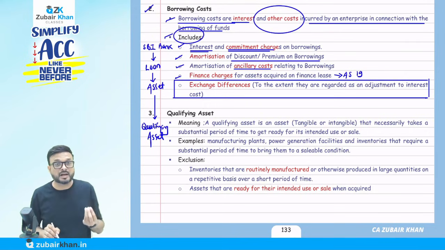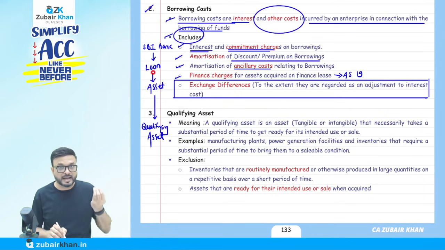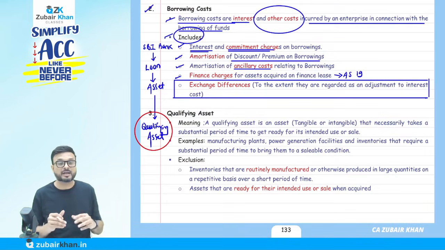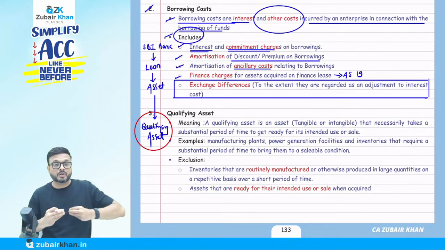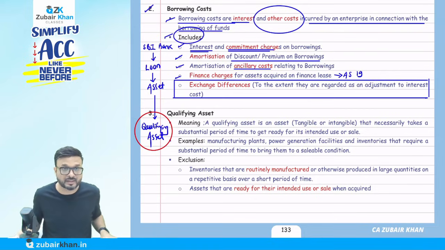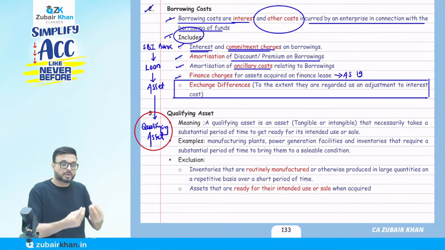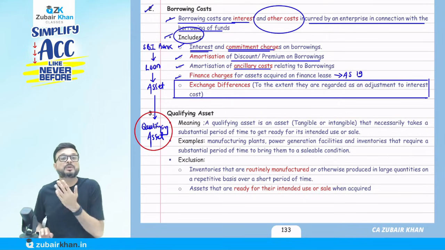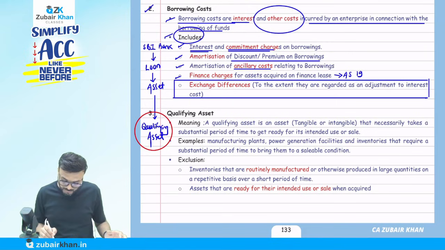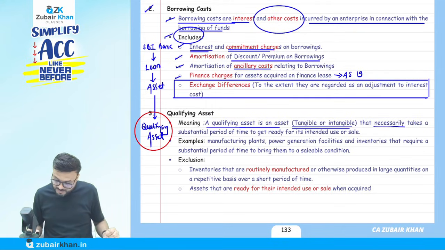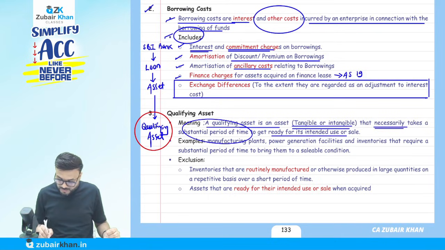You can capitalize the amount of interest only if you took a loan for the purpose of an asset, and that asset should be a qualifying asset. You will ask, sir, what do you mean by qualifying asset? Because we can capitalize the interest, meaning add it to the cost of the PPE, only when that asset is a qualifying asset. We took a loan, we are incurring interest, for the purpose of an asset. If that asset is a qualifying asset, then only I can add the interest to the cost of the asset. So what do you mean by qualifying asset? A qualifying asset is an asset, tangible or intangible, that necessarily takes a substantial period of time to get ready for its intended use or sale.